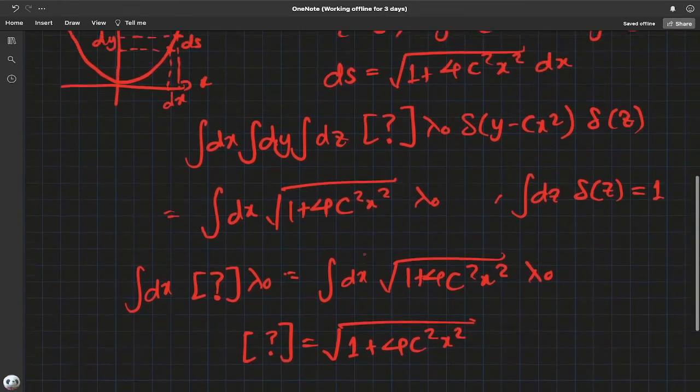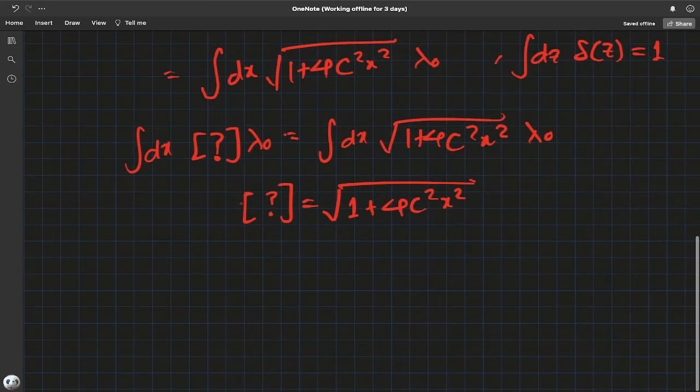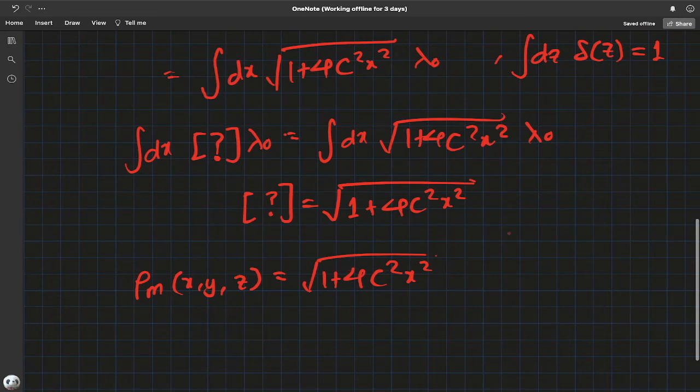Okay, if this were, say, z equal to y, or some weird other plane, then it would be a little more difficult, but it's not. It's usually these are easy. So with the value of the question mark known, we can find the density function as square root of 1 plus 4c squared x squared. Think of this as a normalization factor, and we have lambda naught delta of y minus cx squared delta z.